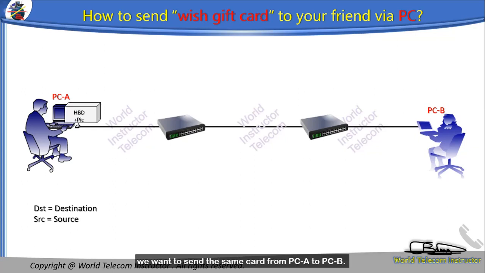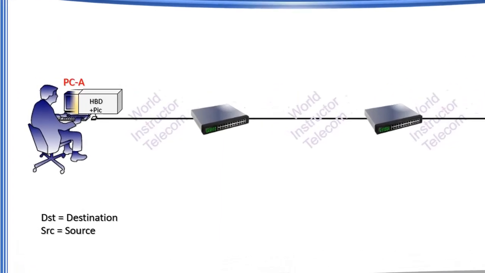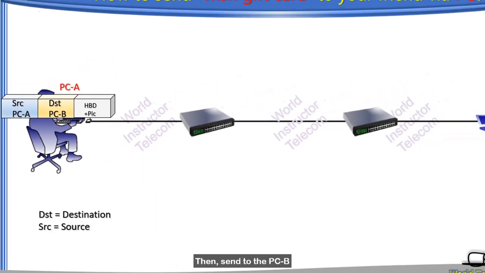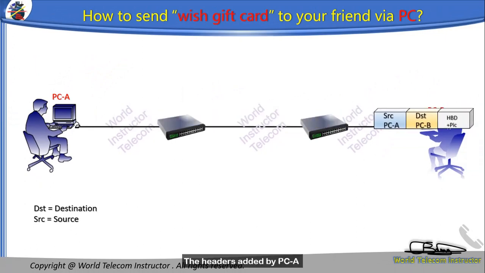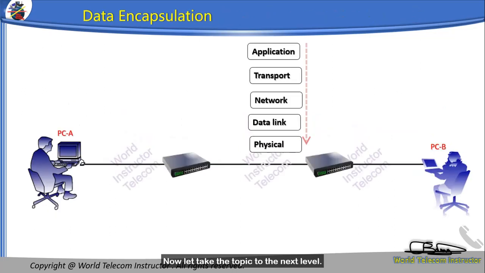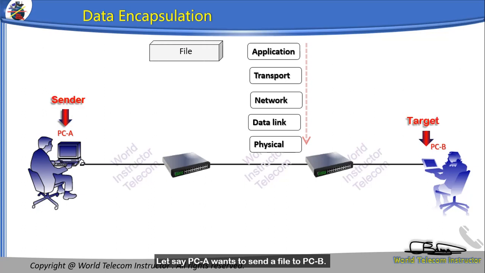We want to send the same card from computer A to computer B. So computer A will need to add the source and destination information, then send it to PC B. The header added by PC A will help to deliver the card to the proper destination. Now let's take the topic to the next level. Let's say computer A wants to send a file to computer B.